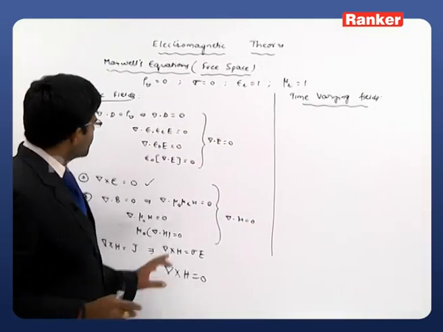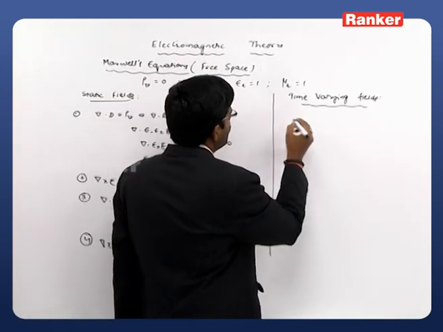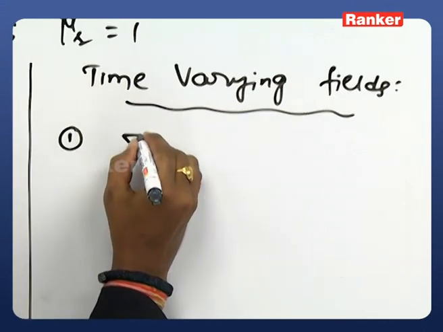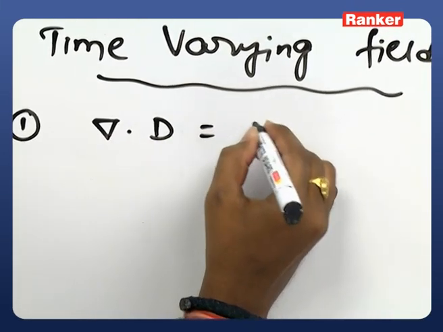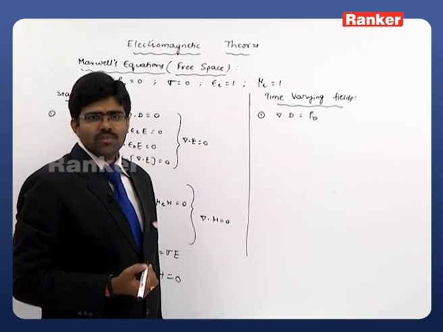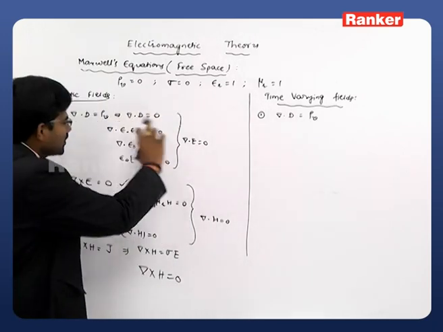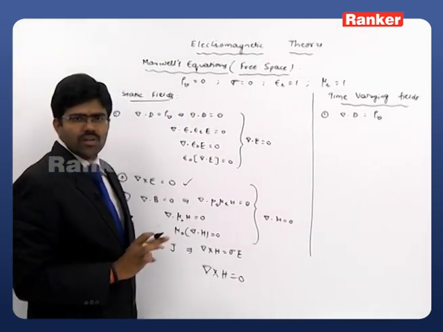Right. So now we will discuss the time varying fields in free space once again. So what is the first equation? For time varying fields also, in the differential form, del dot D is equal to rho v, the same equation, but rho v is equal to 0, which corresponds to the same analysis we are supposed to do there also.